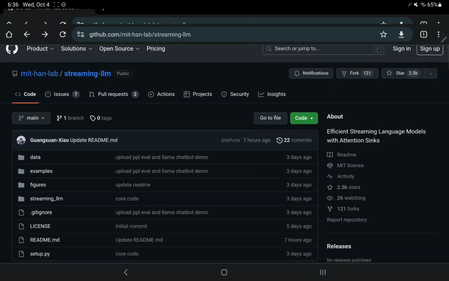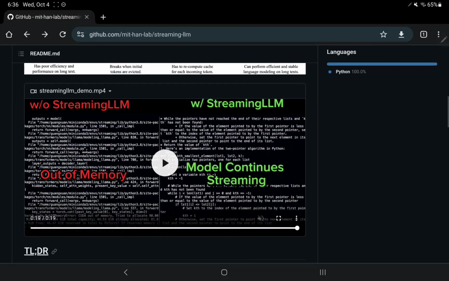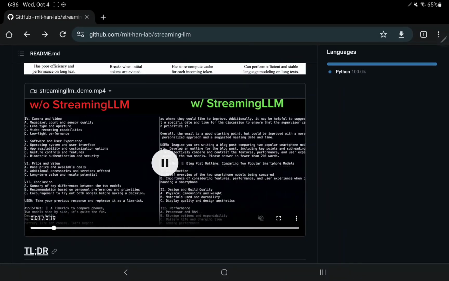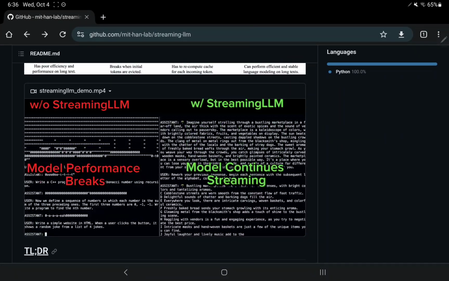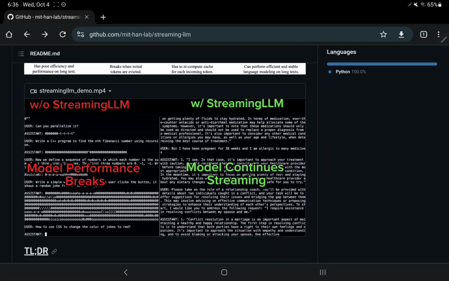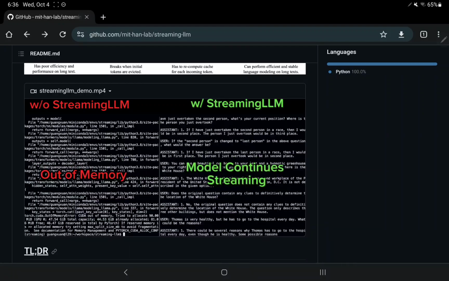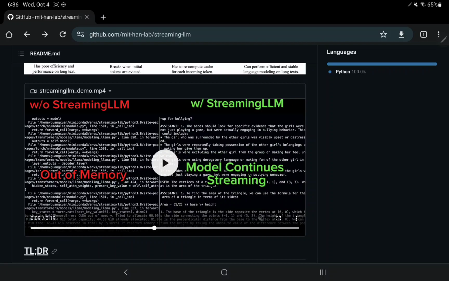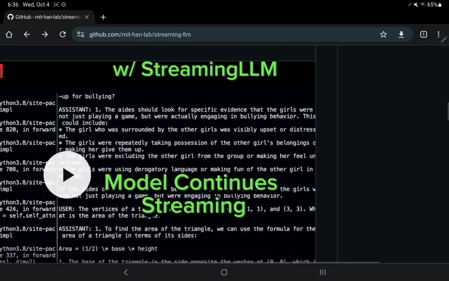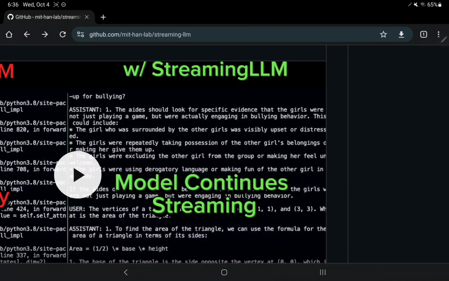It's a paper that came out a few days ago. You can see it basically allows a model to stream, to do inference continuously. Let's check this out. Does the output look fine? Yeah, the output looks fine.